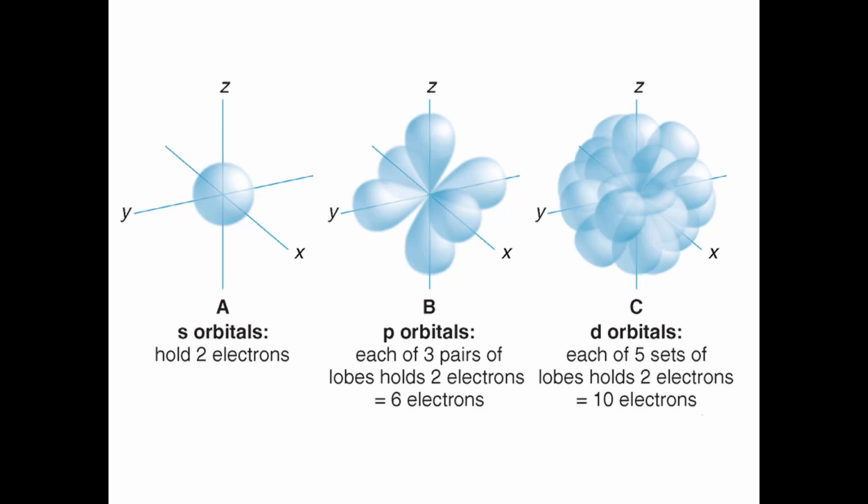And in the last graph, we have the shape for the d orbitals, and it's really complex. In this case, we have 5 sets of lobes. Each lobe can hold 2 electrons. Then this is why in the d orbitals we have a maximum of 10 electrons. Then, just to summarize, the s orbital holds 2 electrons, the p orbital holds 6 electrons, and the d orbital holds 10 electrons.